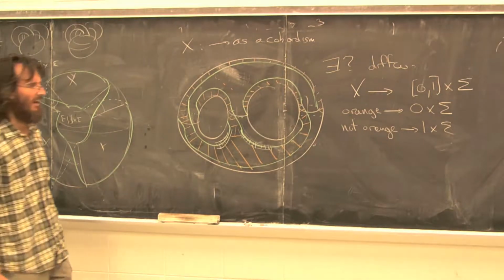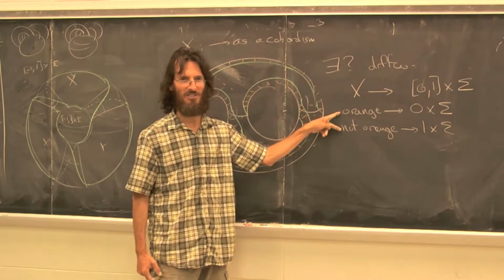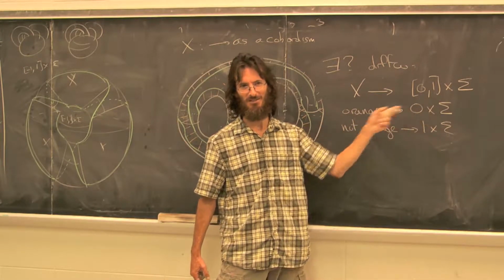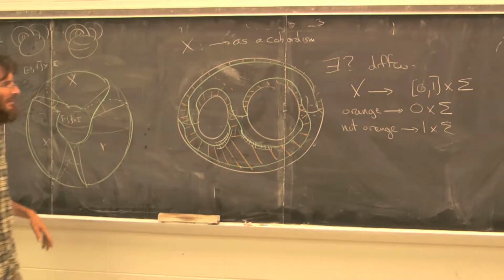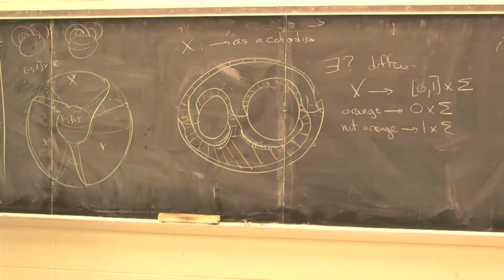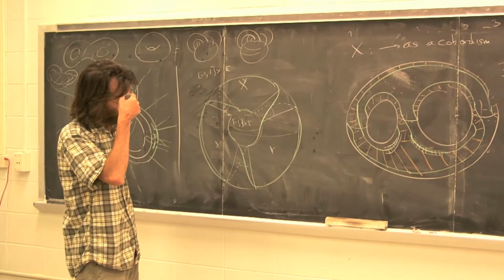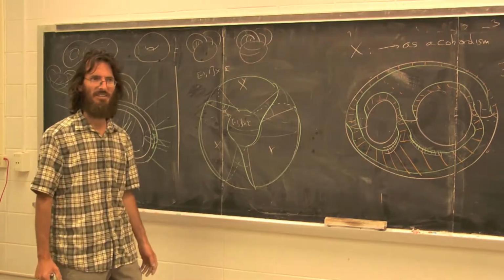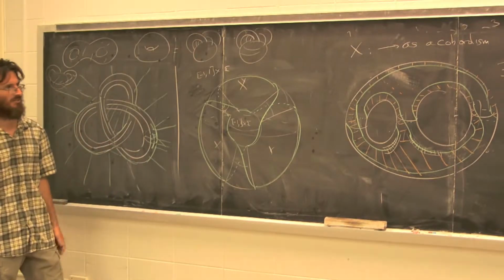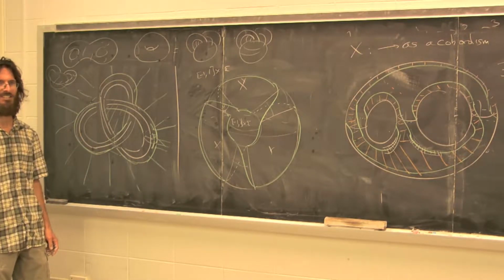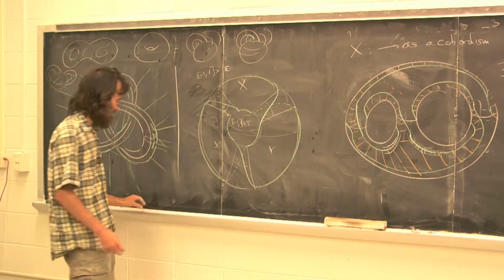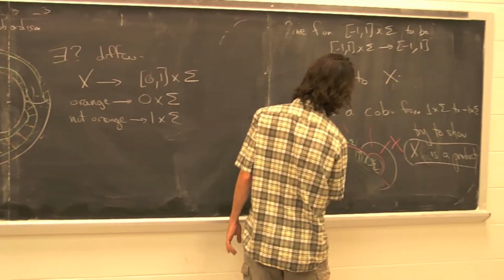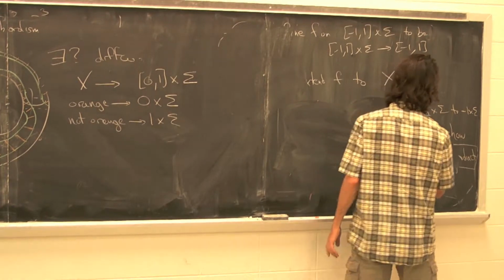Obviously, if orange and not orange fill up the entire boundary, 0 cross sigma and 1 cross sigma don't fill up the entire boundary, so there's something to understand. Any ideas for how you could decide if such a thing exists or show it? I think such a thing does exist in this case. We can do a sanity check by computing other characteristics, because it should be a punctured torus, or at least have the same other characteristics.